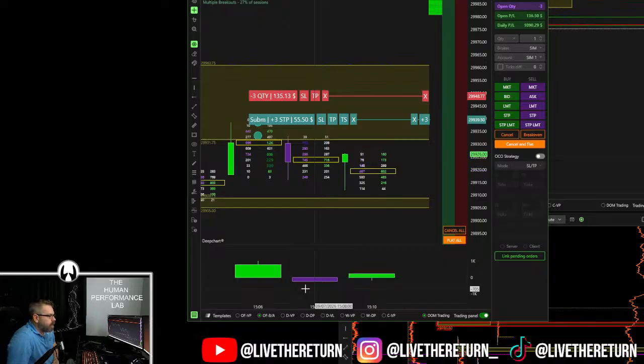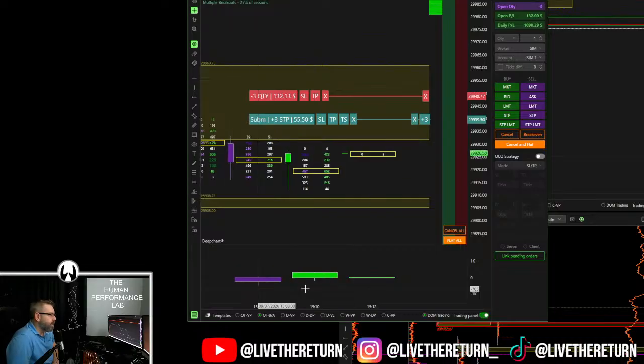IQ Feed has the best. They don't scrub their data. So if you want normalized volume coming in, IQ Feed is the best. I just don't get that granular in my reads.